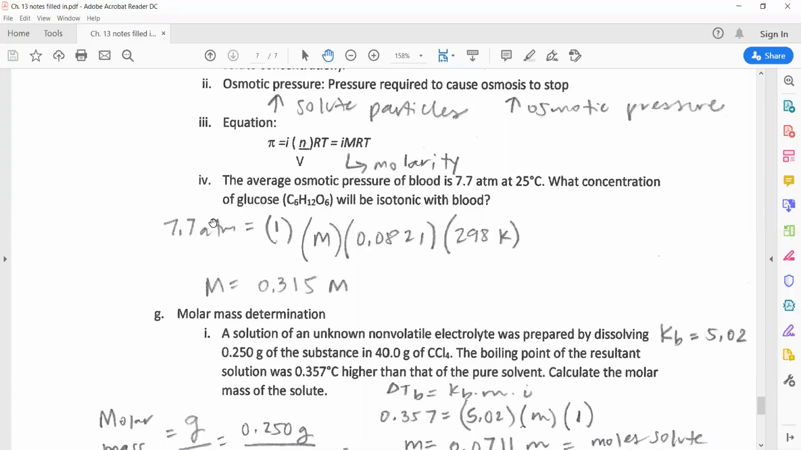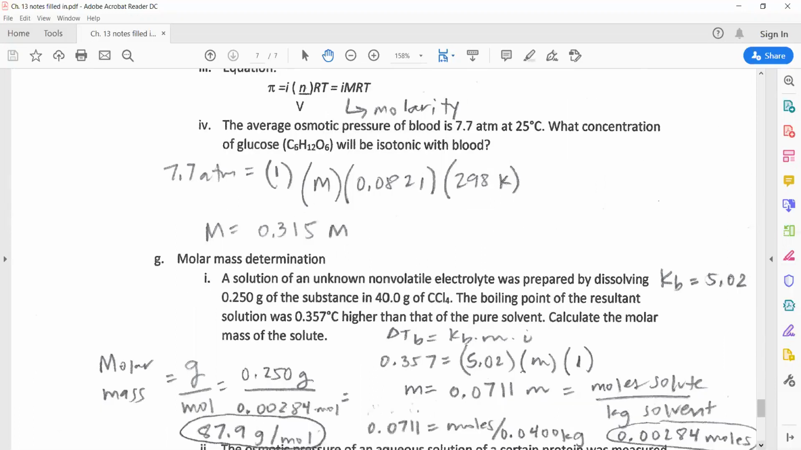I plug in my osmotic pressure. Glucose is a non-electrolyte, so i is going to be 1. I'm looking for concentration, which is molarity. Here's my gas constant, and here's my temperature. So we can solve for the concentration.